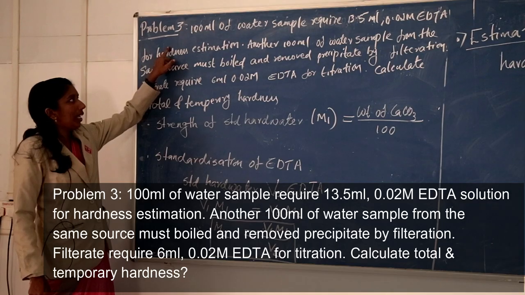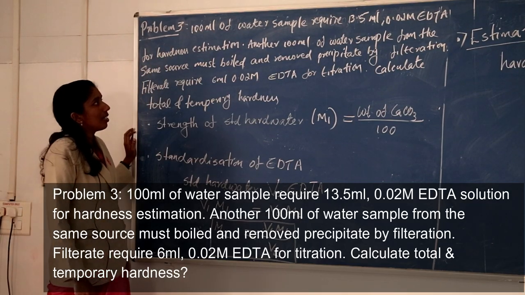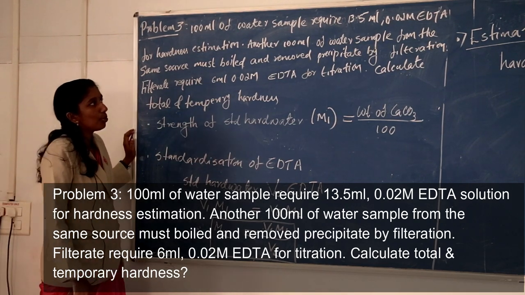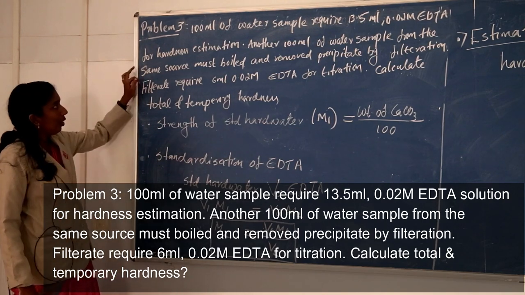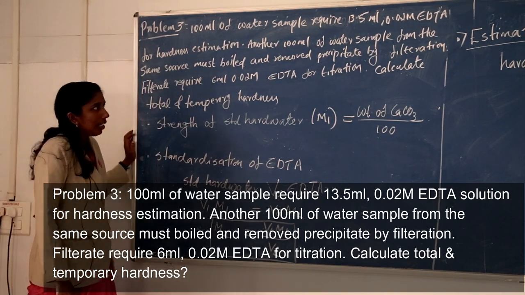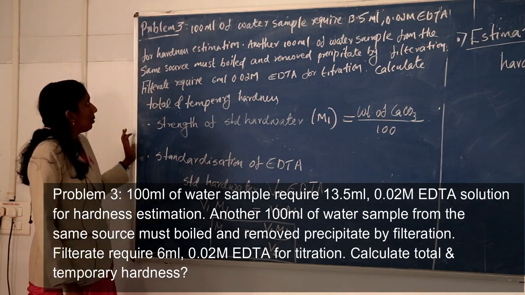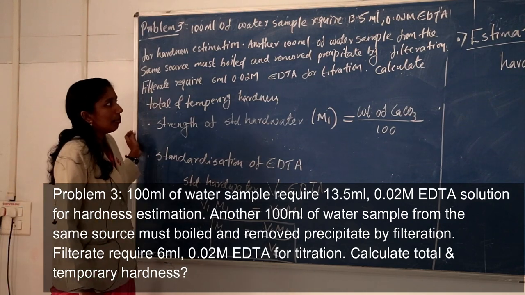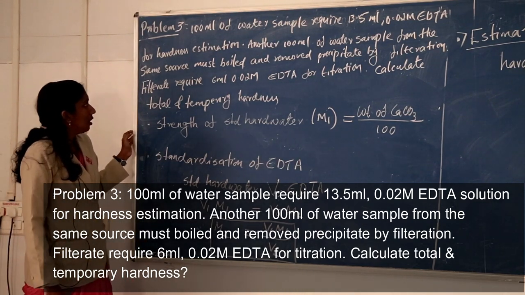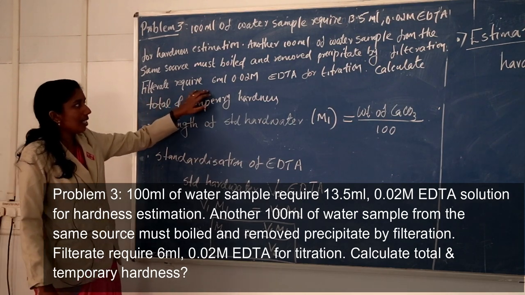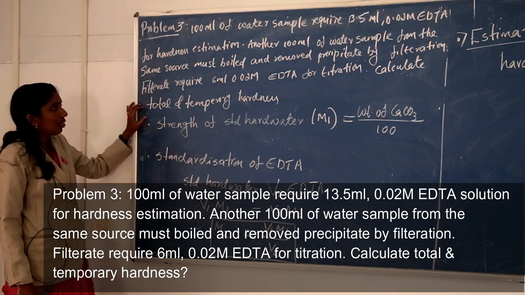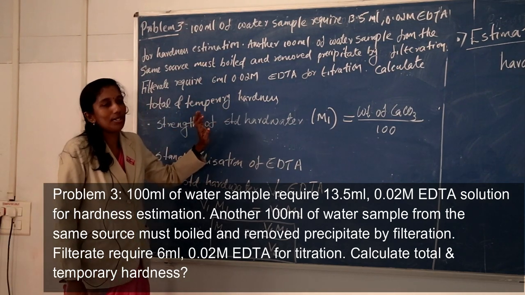Okay, then problem 3. 100 ml of water sample requires 13.5 ml of 0.02 molar EDTA solution for hardness estimation. Another 100 ml of water sample from the same source must be boiled and the precipitate removed by filtration. Then the filtrate requires 6 ml of 0.02 molar EDTA for titration. Calculate total and temporary hardness.